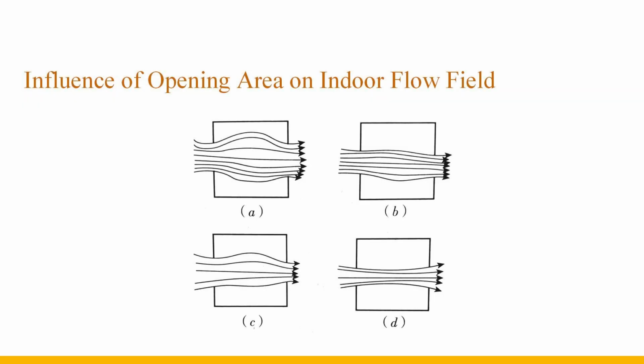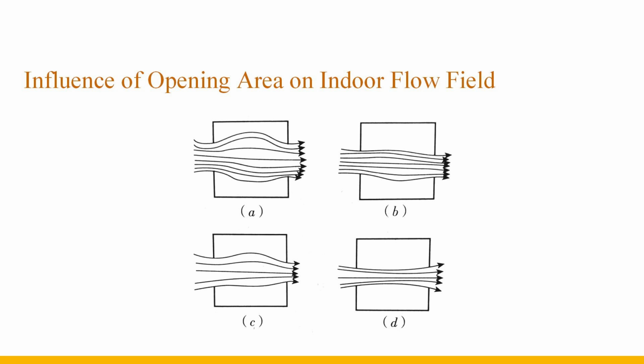Let's look at the effect of the room opening area on the indoor flow field. The area of the air inlet and outlet in A and B is the same, but the opening area in B is smaller than that in A. It can be seen that a larger opening gives a larger flow field. The inlet of picture D is smaller than the outlet.